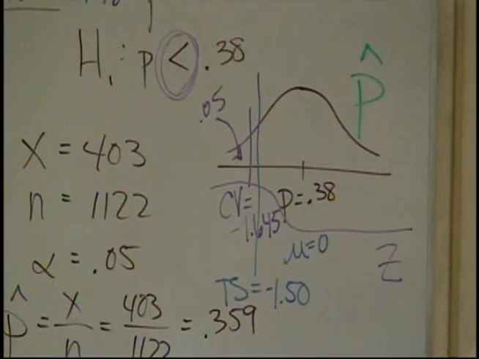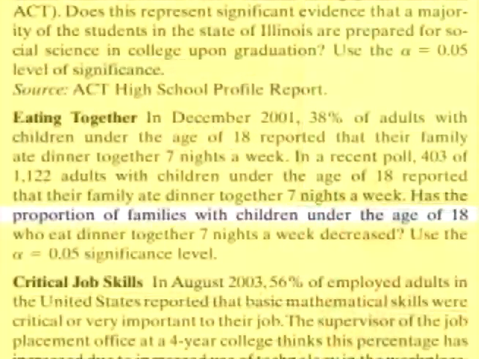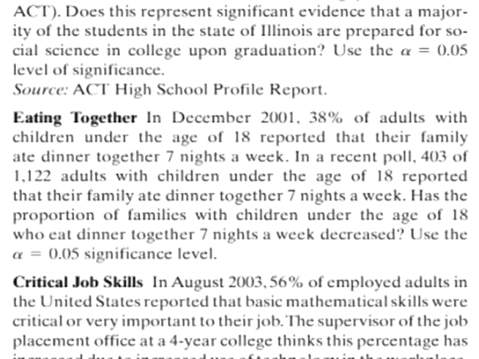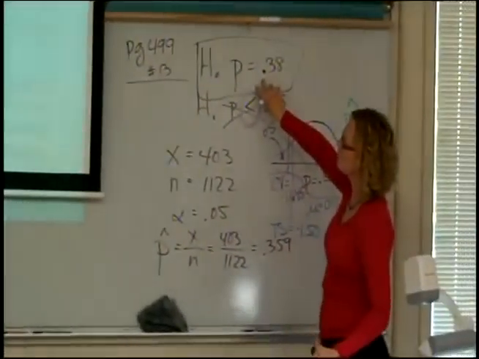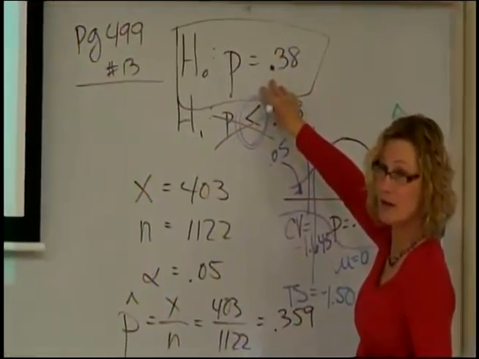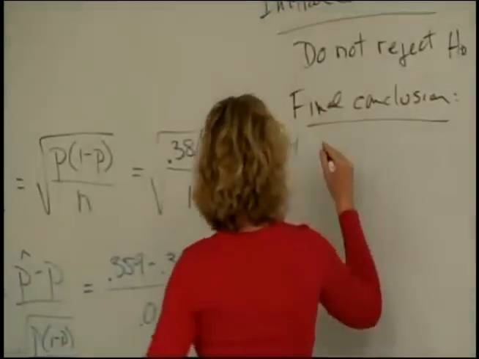Okay, and then a final conclusion. What does that say about the percentage of people who eat dinner together 7 nights a week? Go back to the question. Has the proportion of families with children under the age of 18 who eat dinner together 7 nights a week decreased? No. So just answer that question. We did not reject H0, so it looks like the proportion hasn't decreased significantly. You with me? So let's go back and answer the question.